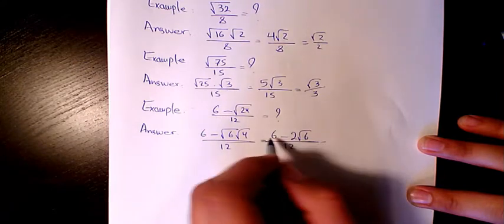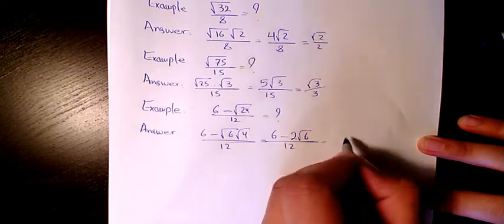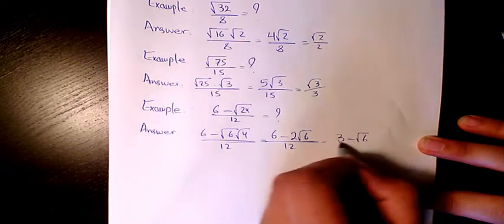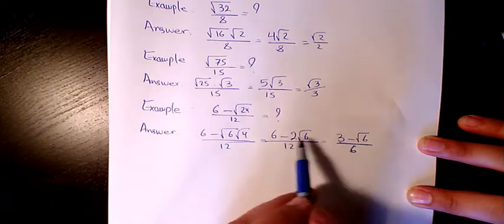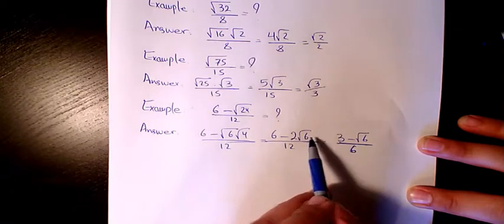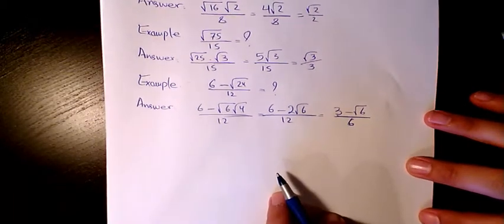So then you cancel out, it's going to be 3 minus root 6 divided by 6. We divided everything by 2, so 6 becomes 3. Negative 2 root 6 is going to be just negative root 6 and 12 is going to be 6.